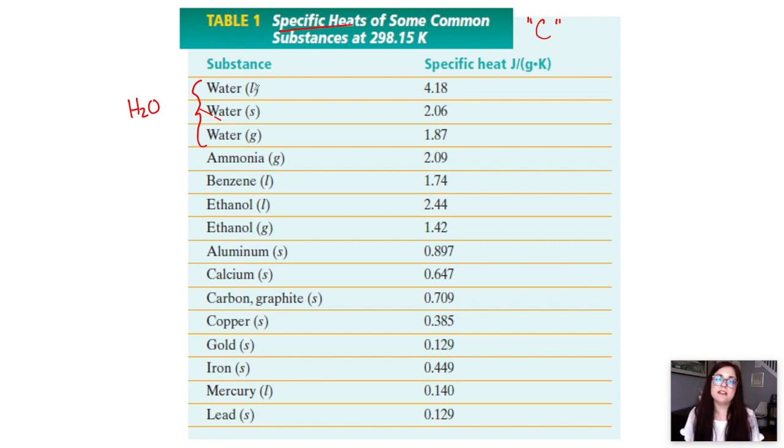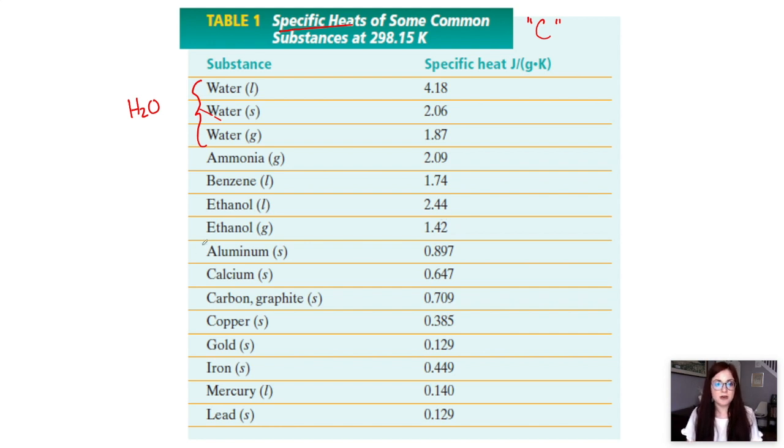Liquid water has a very high specific heat relative to ice and even relative to water vapor. Ammonia has a pretty high specific heat as well. It's 2.09. Benzene is a liquid. Looks like I have ethanol as a liquid and a gas. Notice how high these values are. What do we compare this to? Well, these are high when I compare them to metallic solids.